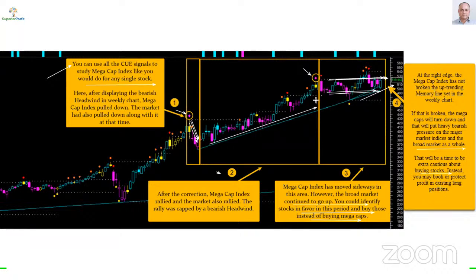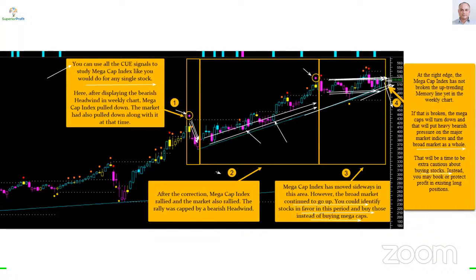This actually happened. This is a recent chart. Soon after this period, mega caps actually broke down and the market also broke down. So we read the mega cap, see how mega caps are doing. It helps in 2 ways to decide whether to trade mega caps or not. In this period, for example, we'll be happy to buy the mega caps using a trend following flow bullish setup.